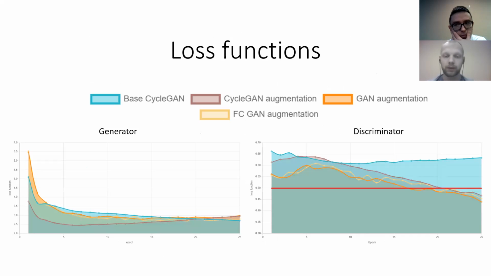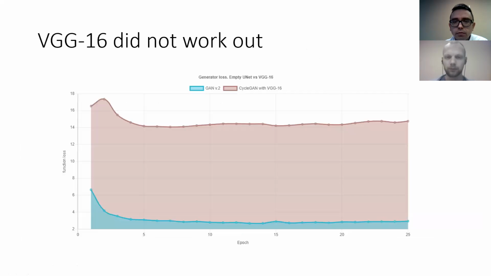Here we see graphs of how this loss function changed for the generator and discriminator over different models for many epochs. We see that for the generator, different models converge on roughly the same value. But for the discriminator, our models are closer to the 0.5 mark than the base model, which is in blue. Here is a graph of generator loss for VGG16, and we see that it didn't work out, meaning its loss function didn't improve, and we are not sure why.